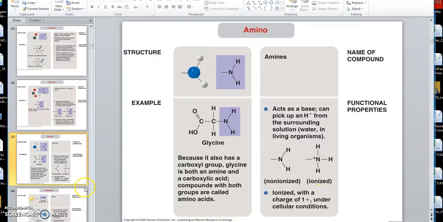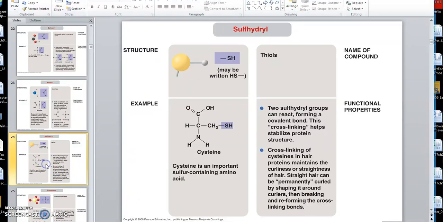So again, that's another group. Okay? And I'm going to be bringing those back up later as we actually put them in play. Here's the sulfhydryl group.